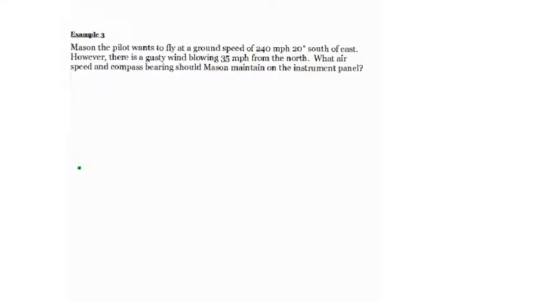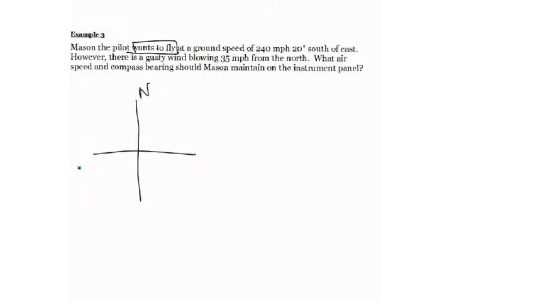Okay, so there's another type of application problem that I want you guys to be aware of, and it's a little different. It says Mason, the pilot, wants to fly. So this is how he wants to go. He wants to be going at a speed of 240 miles per hour at 20 degrees south of east. However, there is a gusty wind blowing 35 miles per hour from the north. What airspeed and compass bearing should Mason maintain on the instrument panel?